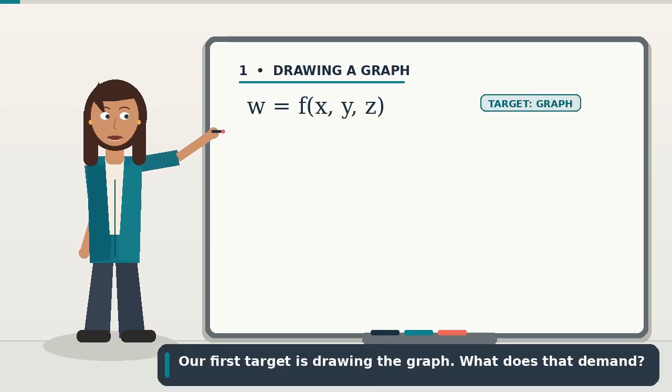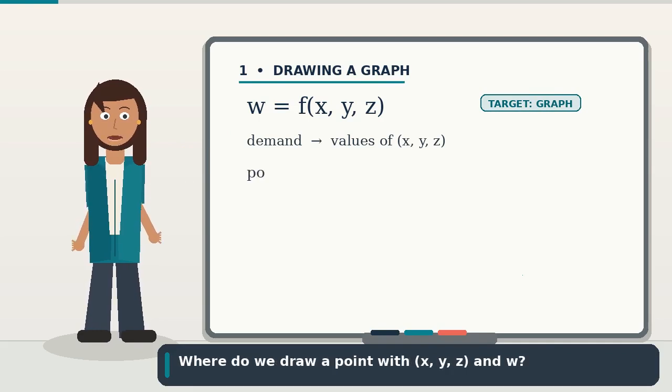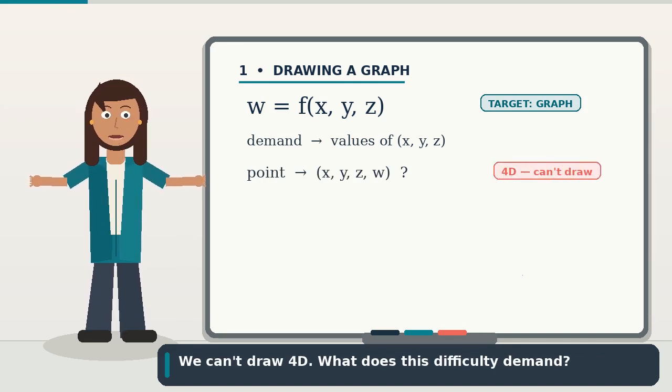Our first target is drawing the graph. What does that demand? It demands values of x, y, and z, but now the difficulty appears. Where do we draw a point with x, y, z, and w? We can't draw 4 dimensions. What does this difficulty demand?